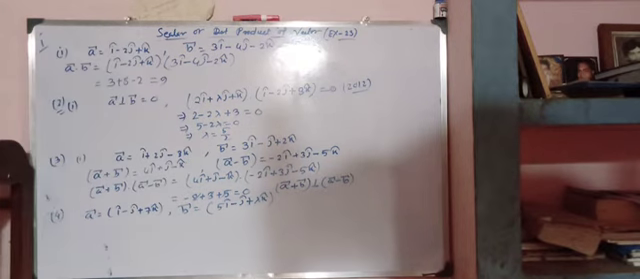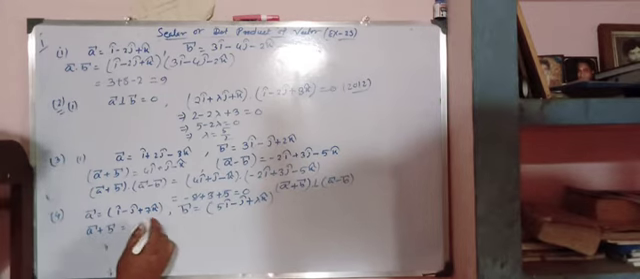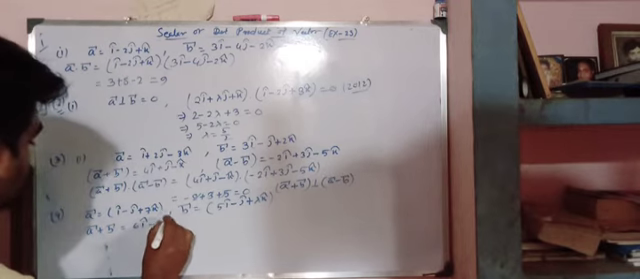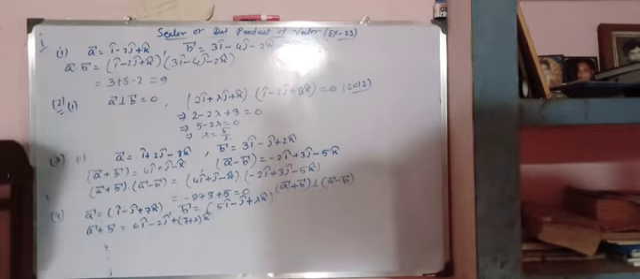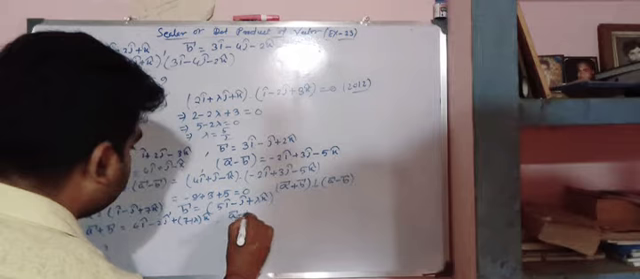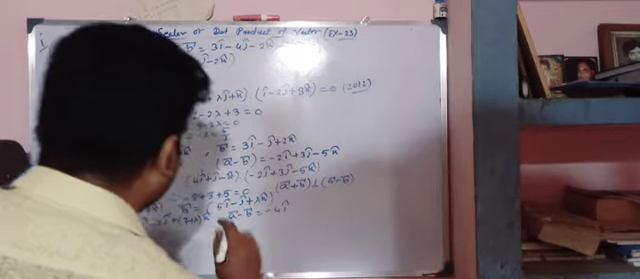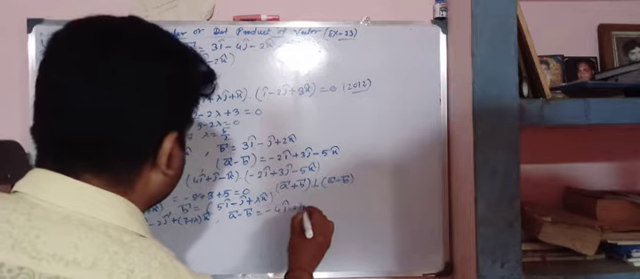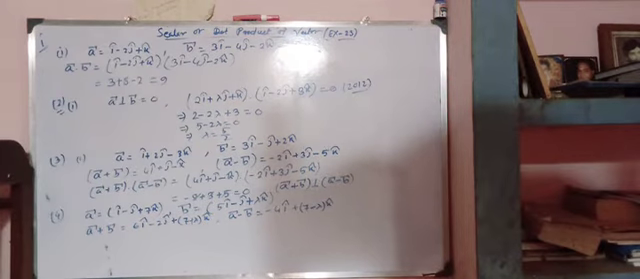Okay, now again we have to find A plus B vector. A plus B vector is equal to 6 I cap minus 2 j cap plus 7 plus lambda k cap. This is A plus B, this is 7 plus lambda. Next, A minus B is equal to minus 4 I cap plus 7 minus lambda k cap. Understood that?